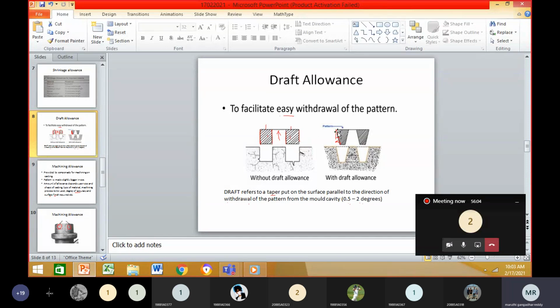This is also a pattern. What is draft allowance? Can you explain? Where have I provided the draft allowance?